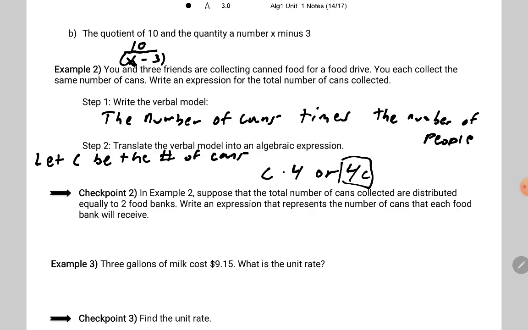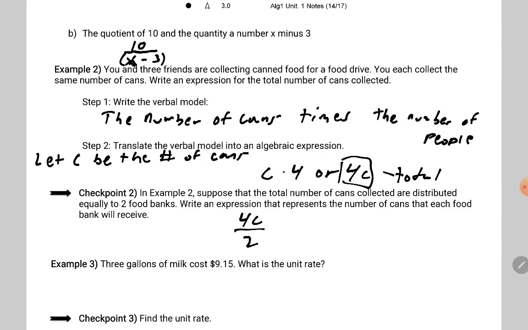Checkpoint 2. In example 2, the previous example, suppose the total number of cans collected are distributed equally to 2 food banks. Write an expression that represents the number of cans that each food bank will receive. So our total is 4C, and then we're going to divide those into 2 food banks. So we have 4C divided by 2.